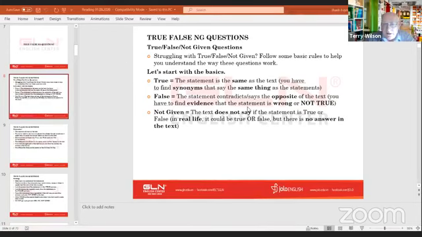And not given, the text does not say if the statement is true or false. So in real life, it could be true or false, but there is no answer in the text. So don't assume that the answer is true or false. If there's nothing in the text to confirm that, then it's not given.